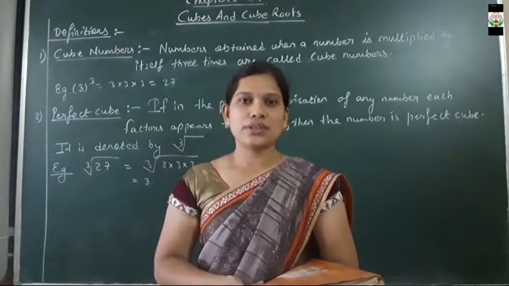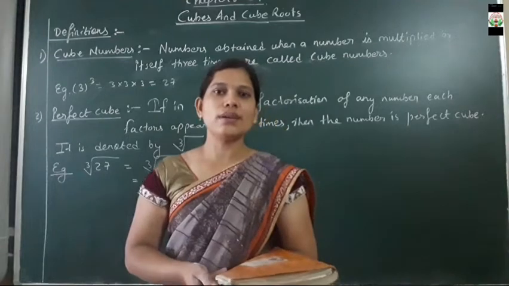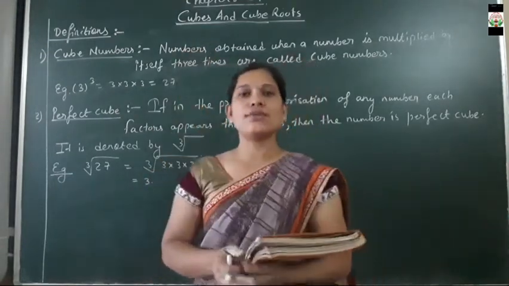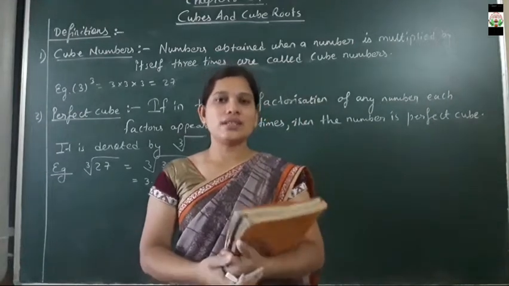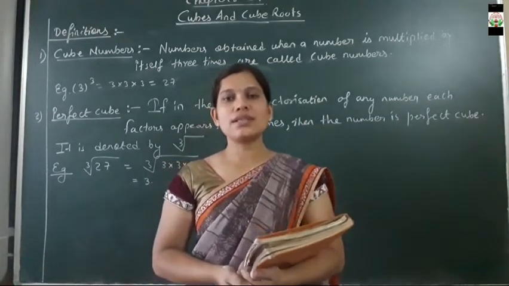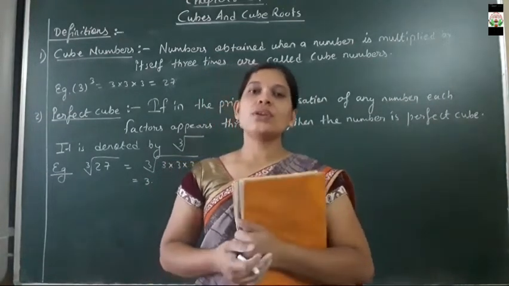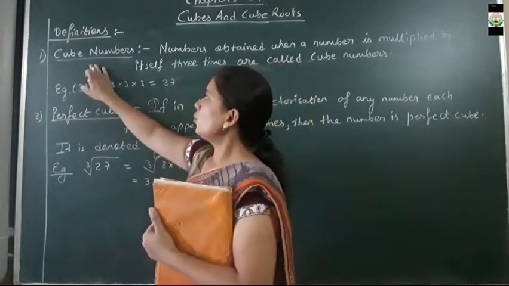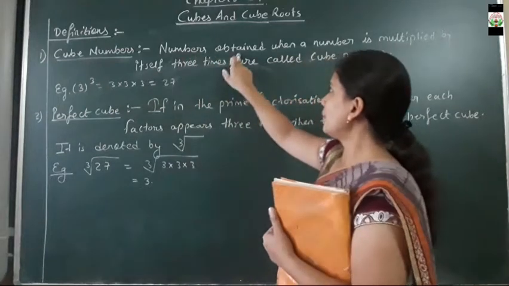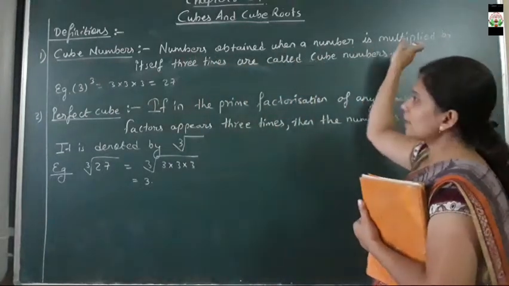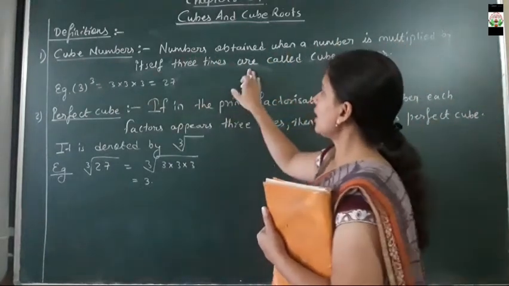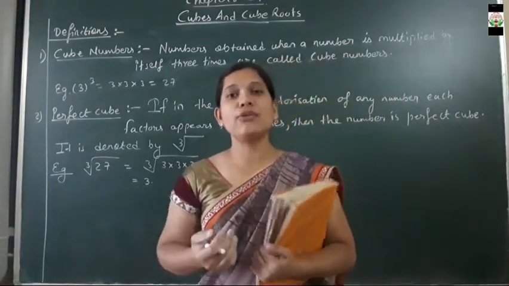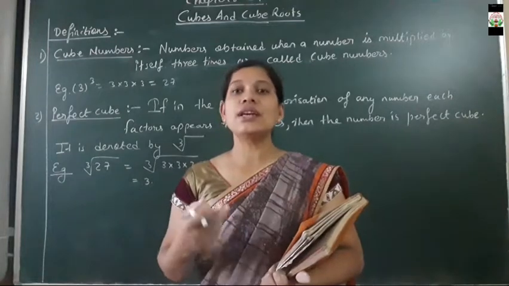Here we are going to start the new lesson, that is lesson number 7, cube and cube roots. This lesson is somewhat the same as chapter number 6, that is square and square roots, and the methods are the same. Moving towards the definitions of this chapter, cube numbers are obtained when a number is multiplied by itself 3 times. Cube numbers are those numbers which multiply with itself 3 times.